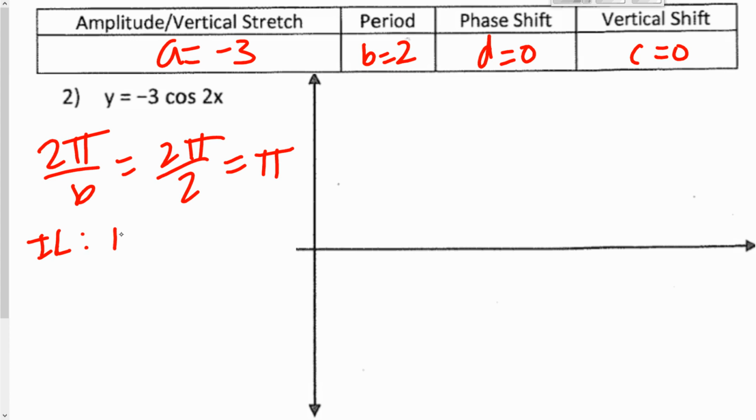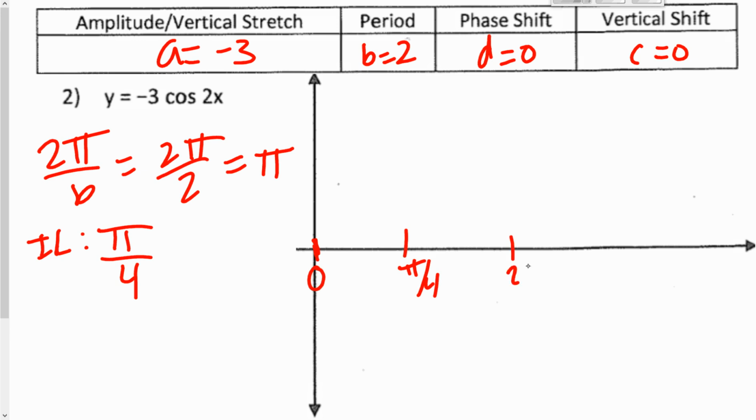Interval length, we take our period and we divide that by 4, so pi 4s. So we normally start at d, basically, right, at 0, and then we add our d, so 0 plus d is just d. So really we always start with cosine and secant and cosine and sine and cosecant at our d, which is 0. And then we're going to add that interval length, so that's pi 4s.